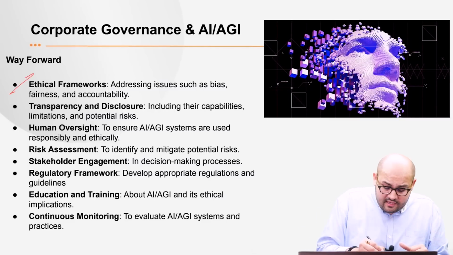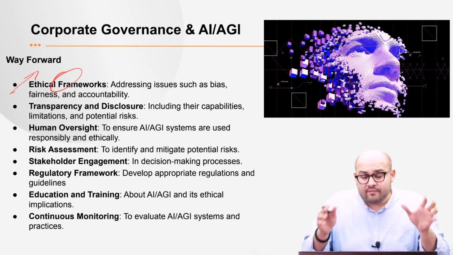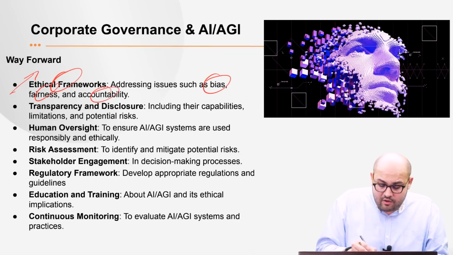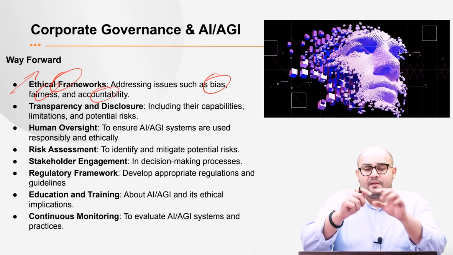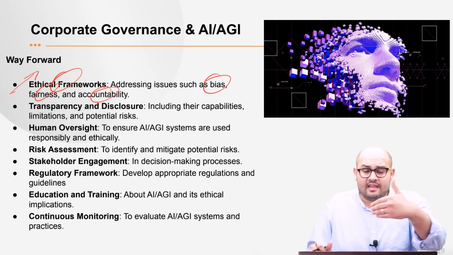The first is that there is a need to incorporate an ethical framework. That is, we need to address issues such as biases, fairness and accountability. There need to be proper guidelines with respect to accountability norms for these AI and AGI systems.